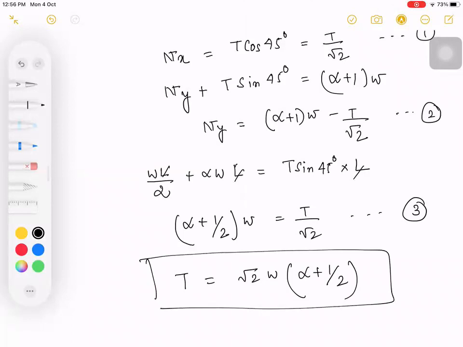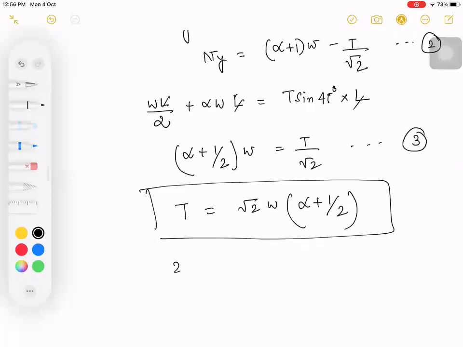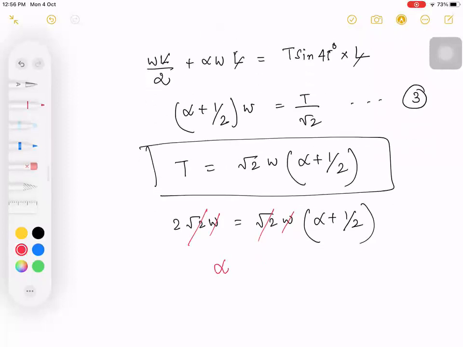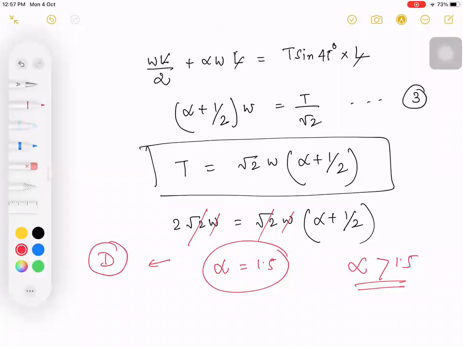Using this equation, I can find out what is the breaking point. The problem tells me that at 2 root 2 W, the rope breaks. Let's find out what's the value of alpha for that. So 2 root 2 W has to be equal to root 2 W into alpha plus half for the rope to break. So what do I have? W cancels out, root 2 cancels out, and I get alpha is equal to 1.5. So for a value of alpha greater than 1.5, the rope breaks. From here I get that option D is correct.